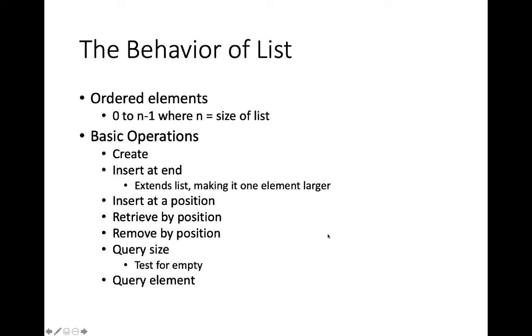I need to be able to ask how big a list is, so I need to be able to query its size. A special case of that is to say whether it's empty or not, which is essentially the same thing as querying its size and testing it against 0. And related to that, I need to be able to ask whether some element is in the list or not, and if it is, at what position. That's generally the behaviors that we associate with the list as an abstract data type.